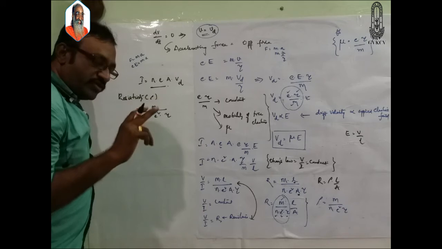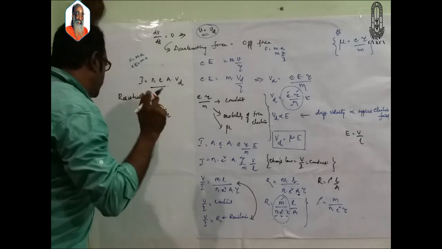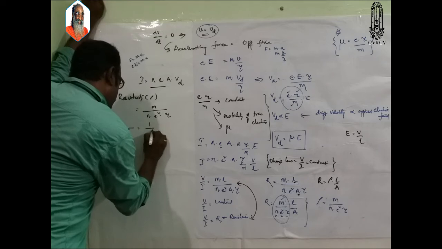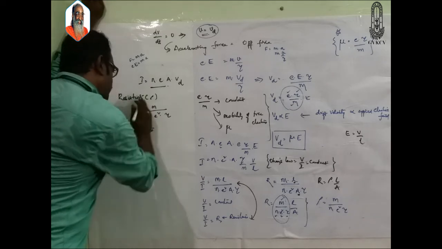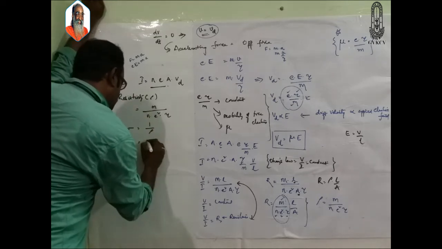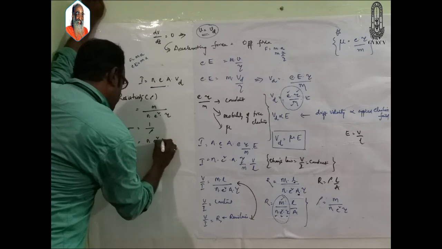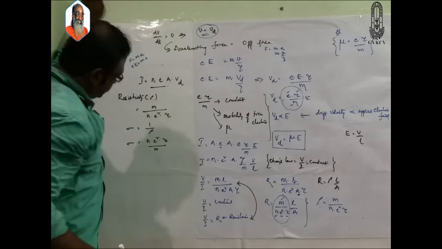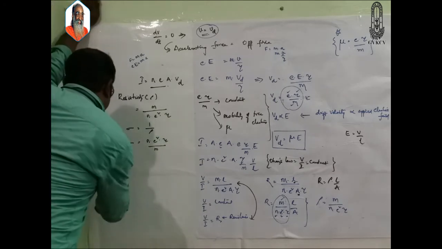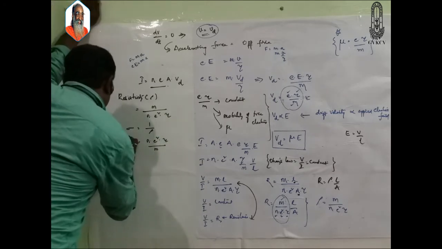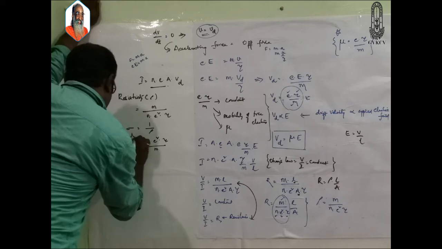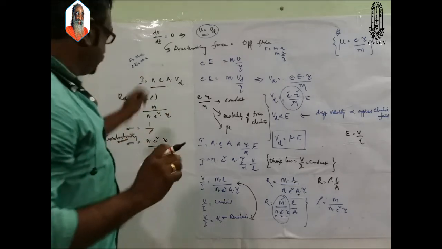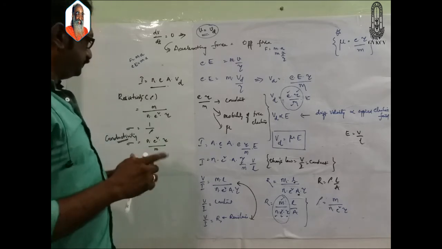What is the reciprocal of resistivity? Conductivity. So that is sigma. Sigma is 1 by rho. That means just the inverse. So it is n e square tau by m. This is the formula for sigma, that is, conductivity. Okay, now with this we find a very important use here.